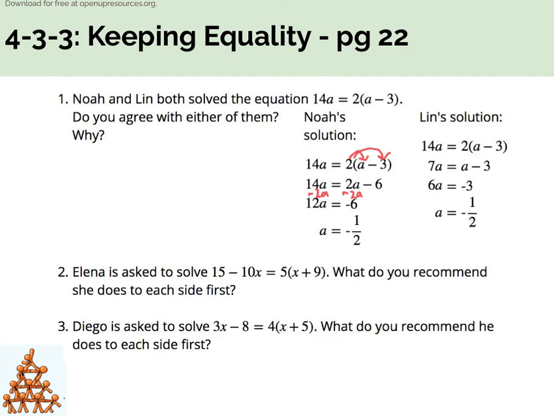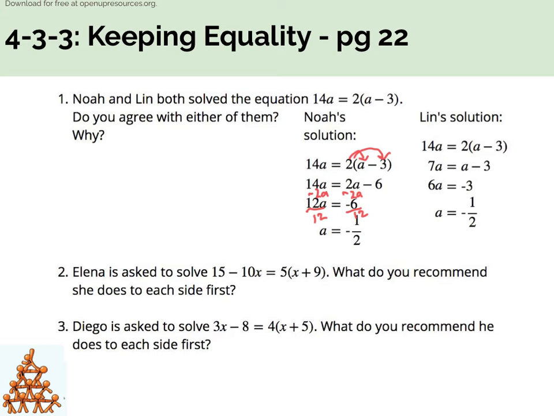Okay, that works. And then how do we get a by himself? Well, he divided by 12 on both sides. And then negative 6 over 12 can reduce down to negative 1/2. So I do agree with what Noah did. I think that's great. All right, so let's look at Lynn.